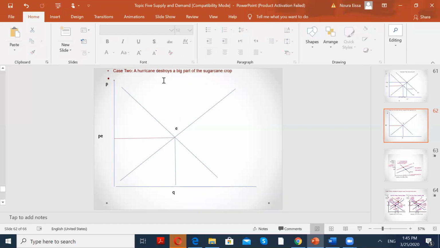Okay, it says what? We're still talking about the ice cream market. طيب, الإعصار ده دمر القصب. What's your next step? Is this a change in demand or a change in supply or a change in both?